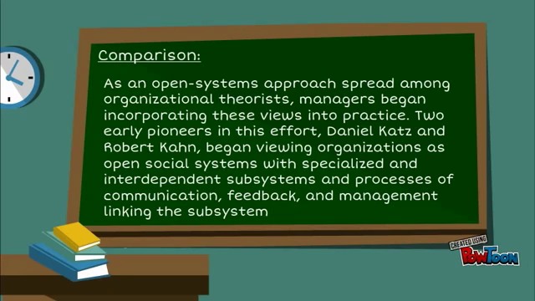Two early pioneers in this effort were Daniel Katz and Robert Kahn. They began viewing organizations as open social systems with specialized and interdependent subsystems and processes of communication, feedback, management, and linking the subsystems. They argued that the closed system approach fails to take into account how organizations are reciprocally dependent on external environments. For example, external environments or environmental forces such as customers and competitors exert considerable influence on corporations, highlighting the essential relationship between an organization and its environment, as well as the importance of maintaining external inputs to achieve a stable organization.